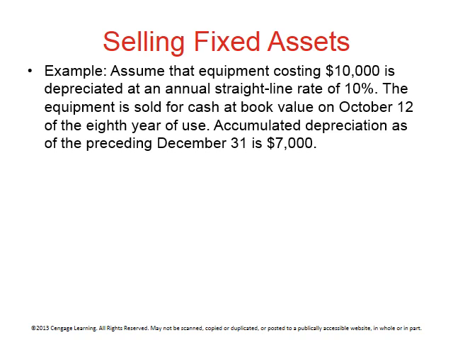So we're going to look at a sale here where equipment costs $10,000. It's depreciated at a straight line rate of 10%, which is $1,000 a year. We're selling it on October 12th of the 8th year. So accumulated depreciation at the end of the previous year, which is the end of year 7, is $7,000.